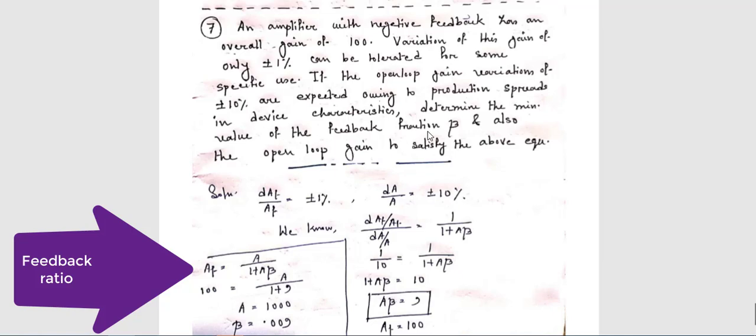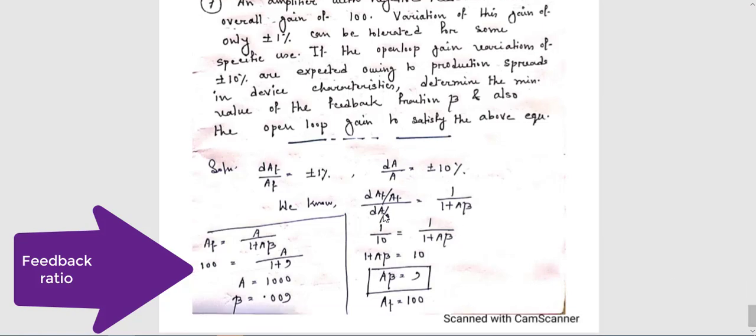So in this, determine the minimum value of the feedback fraction beta and also the open loop gain to satisfy the above equation. That means here AF is given, dAF by AF is given, dA by A is given. You have to calculate loop gain A beta and feedback fraction beta. So how can you solve this? Again we know there is an expression, dAF by AF divided by dA by A is equal to 1 by 1 plus A beta from the sensitivity expression. So from this you can easily calculate the value of A beta. A beta is equal to 9.